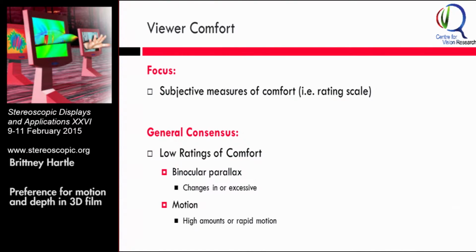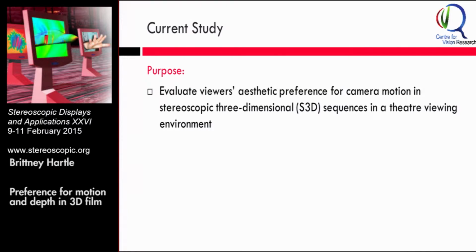So within this current study, I set out to evaluate viewers' aesthetic preferences for camera motion within stereoscopic 3D sequences in a theater viewing environment. And it was very important to do it within a theater viewing environment, not only to keep it similar to how people traditionally view 3D films, but we wanted to free ourselves from a lot of restrictions that come with experimental testing conditions such as reduced viewing distances.